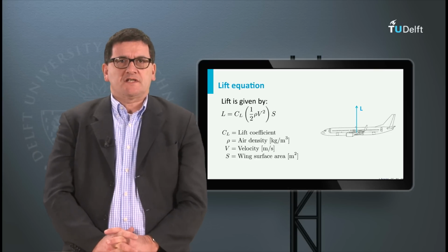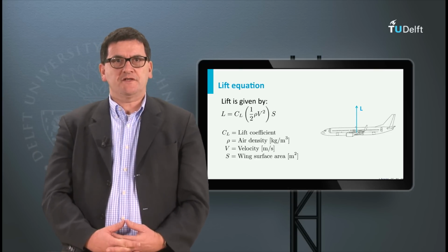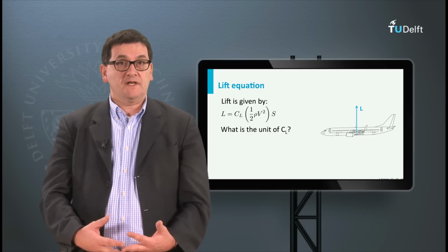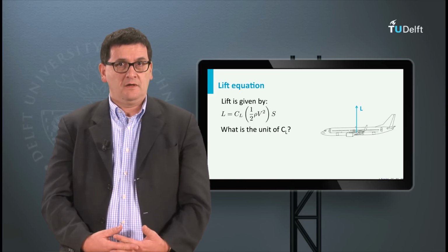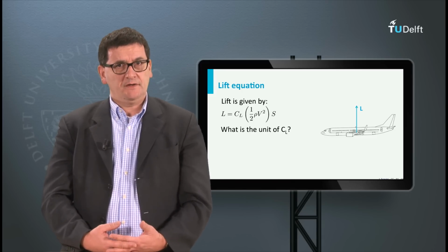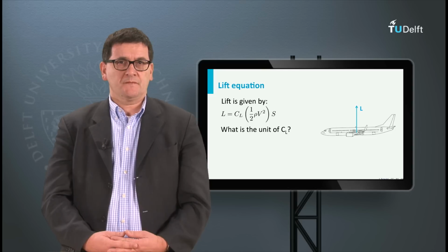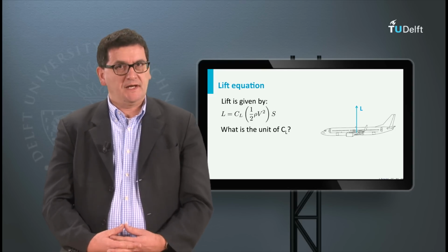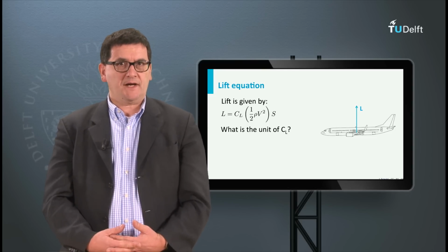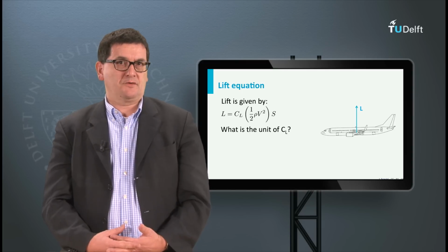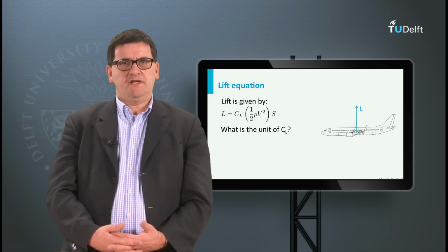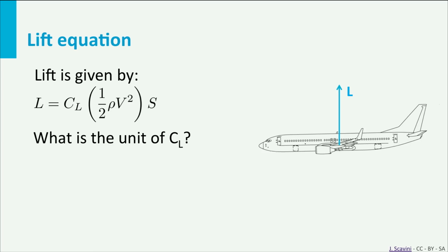For all parameters except for the coefficient, the dimensions of the parameters are given. The question is therefore, what is the dimension of CL? How do we determine its dimension? In this case, we use a dimension analysis. Such analysis can also be used to check whether a formula or equation is correct. If not, the dimensions on both sides of the equal sign are different.